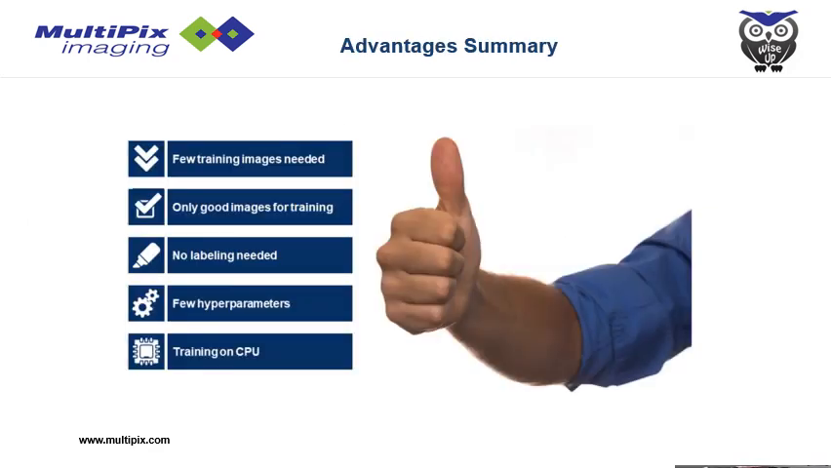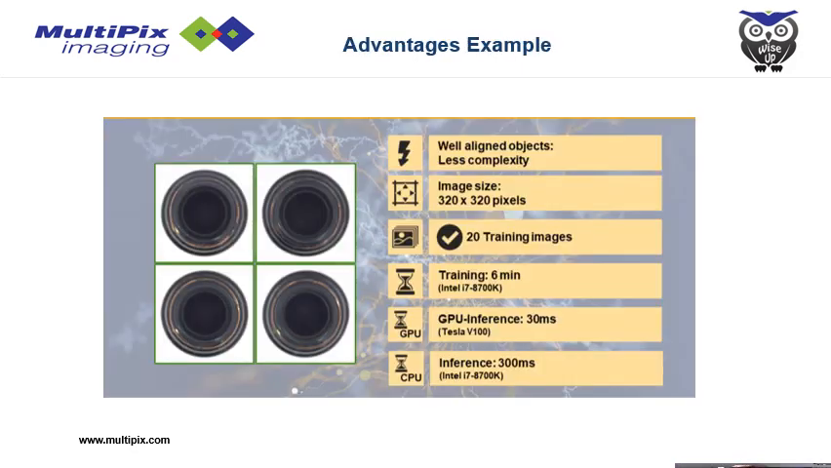Okay, so a quick summary. We've got very few training images, only good ones, no labeling, and training on a CPU. So let's get to an example here.